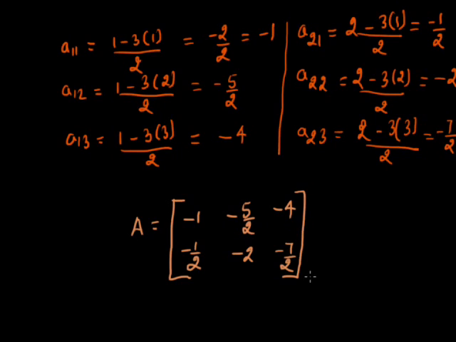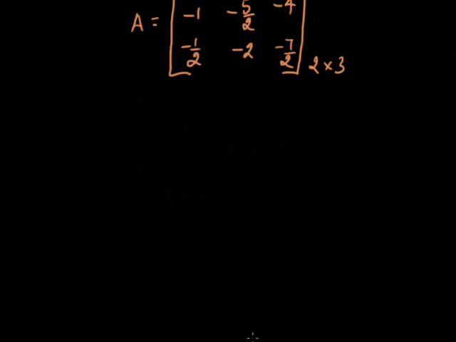Now this matrix is of order 2 into 3. So there are 2 rows and 3 columns. So this will be the type of problem which will be asked in the examination. First type of problem on matrix: if general elements are given to you, then you have to find the matrix.